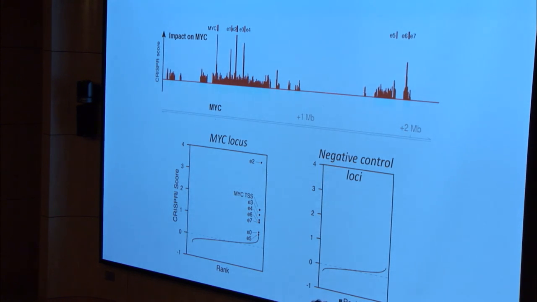And here's simply a summary of these data using the rank of each of these 20 guide elements as well as the scoring elements, and for comparison, what that negative control non-essential region in the genome looks like.